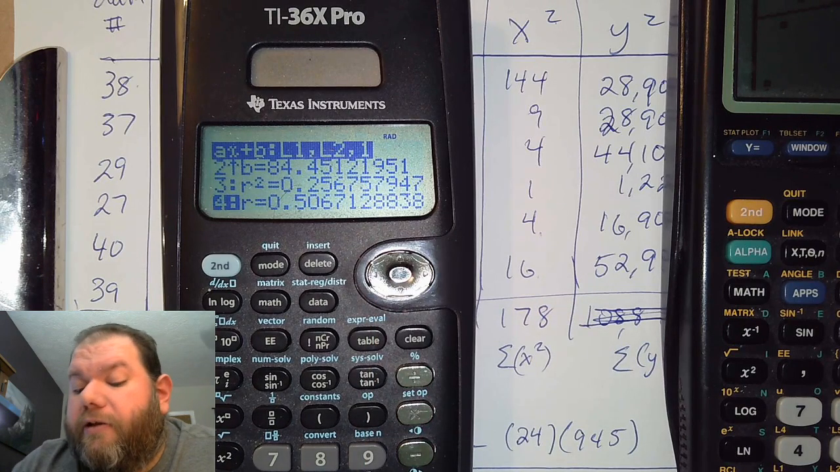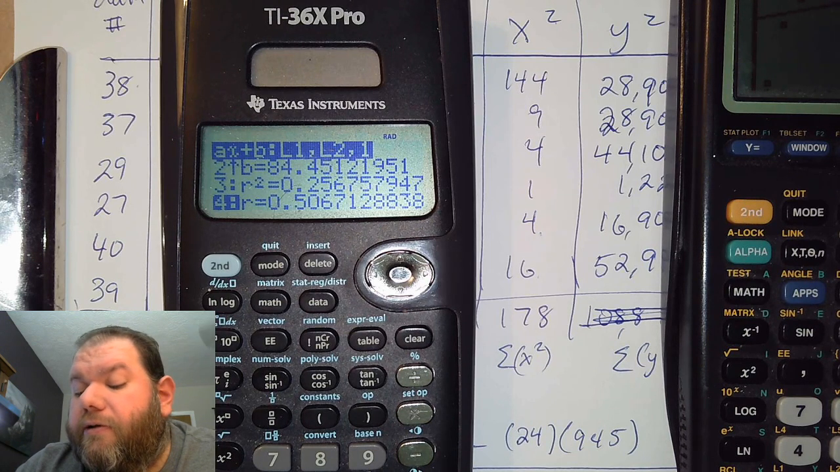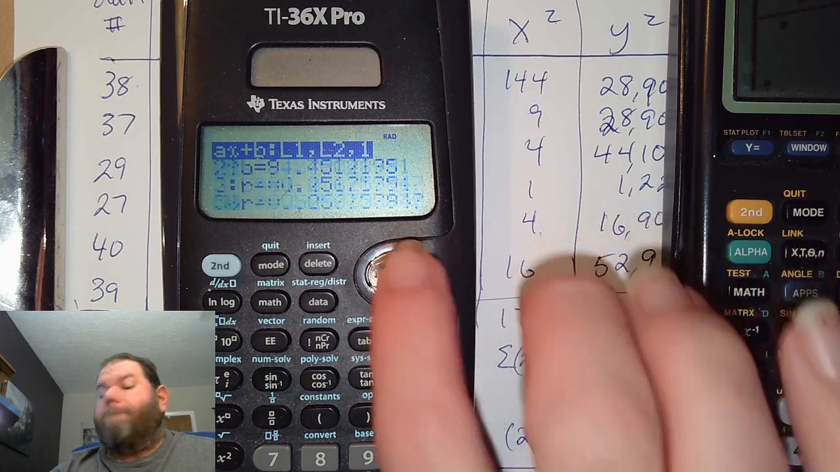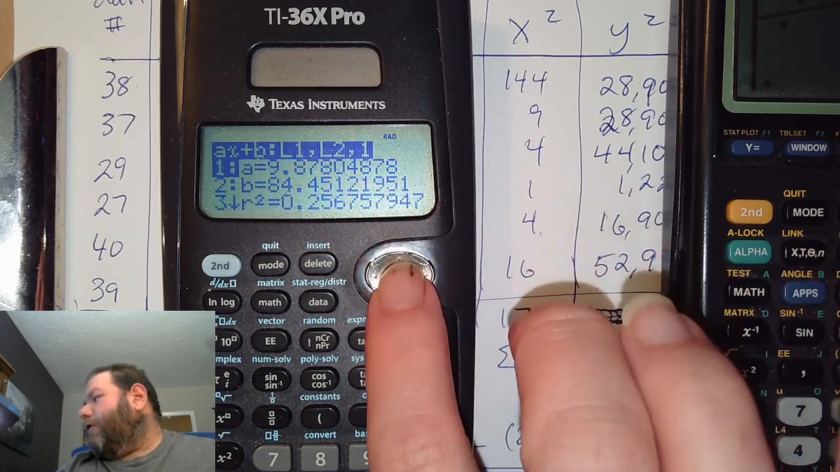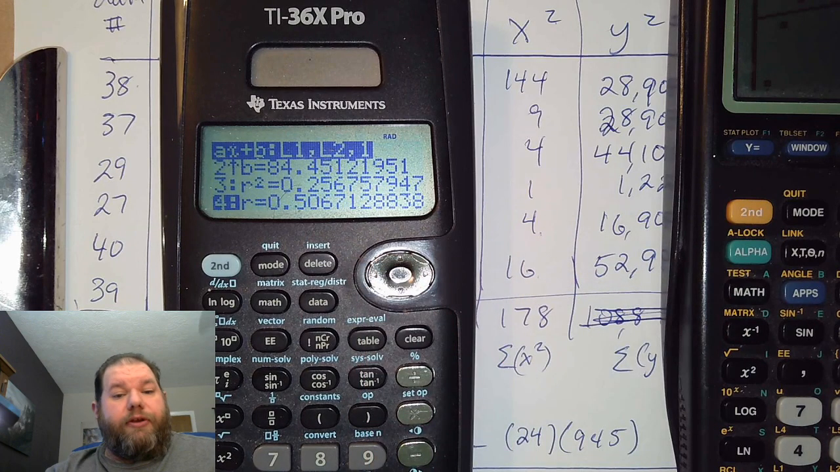Okay, and you can see my other class had a higher correlation coefficient, 0.506. So it wasn't as strong as I thought it was, but it was moderate. And then we have our A and our B value right there, and then our R, and those would be the three things that we ask for on the final. So that'll be very easy to do in this calculator and in the 84.